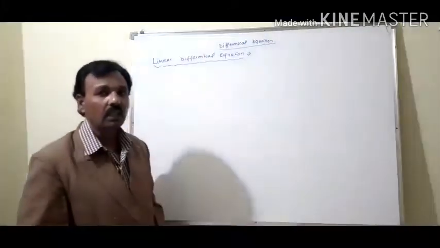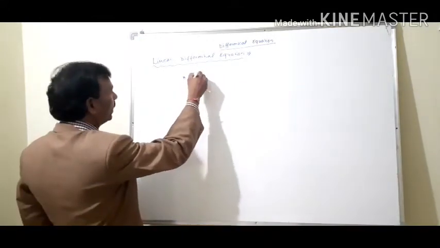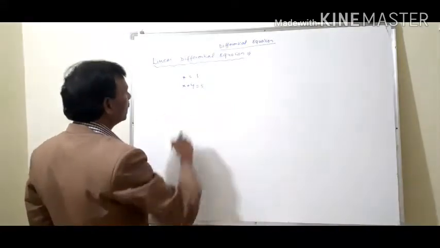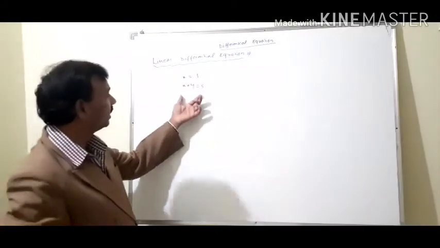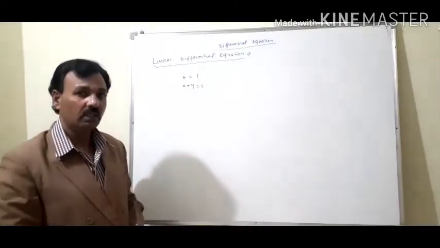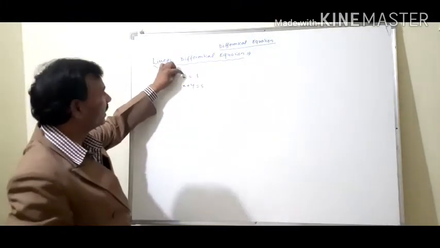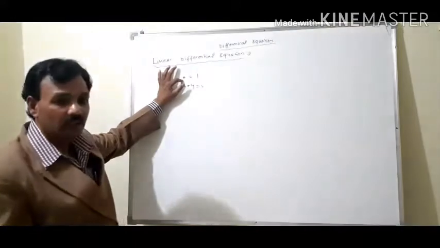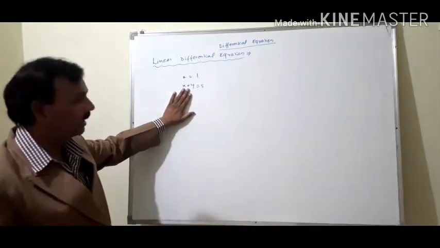As you know, linear equations are things like x equal to 1, x plus y equal to 5. These are linear equations, that means equations which have maximum degree 1. In the equation x equal to 1, the degree of x is 1, so this is a linear equation in one variable. This is a linear equation in two variables.